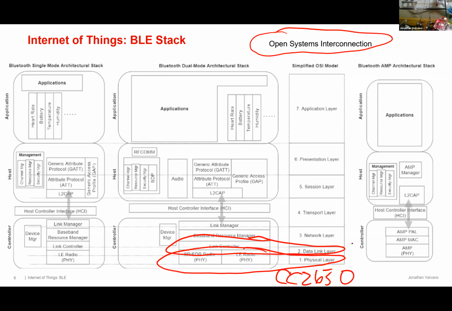And so in particular, we will see that the link layer and the radio are in the 2650, and the GATT and there is a line here where you've got the MSP432. So you're going to see the higher levels in this 432 code, but not the lower levels.